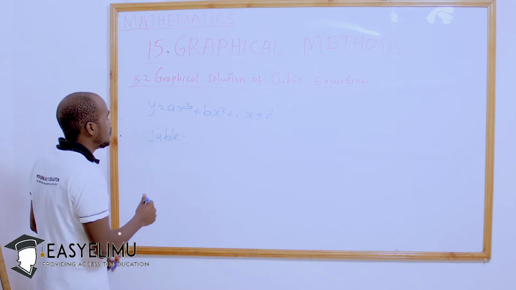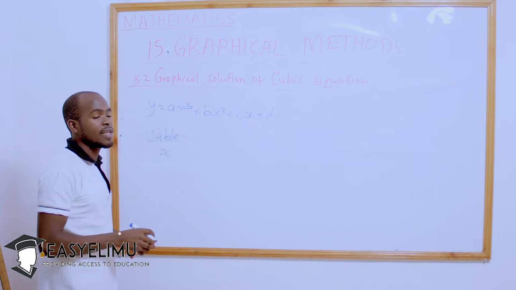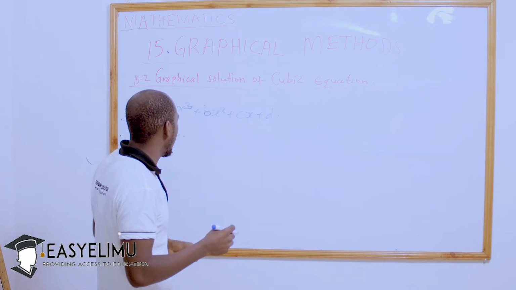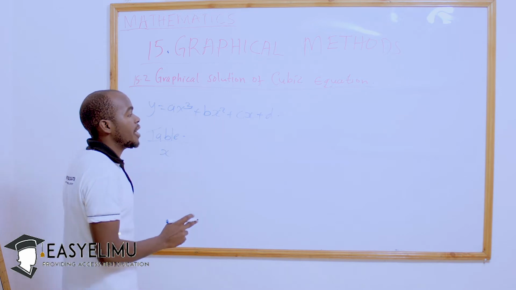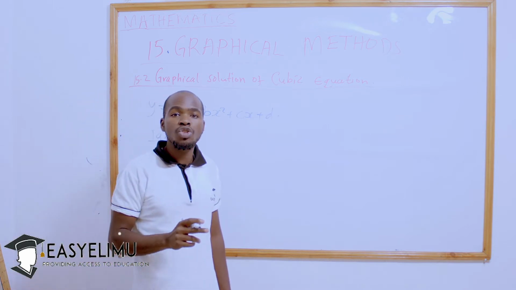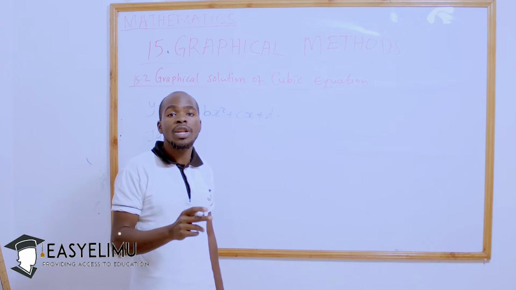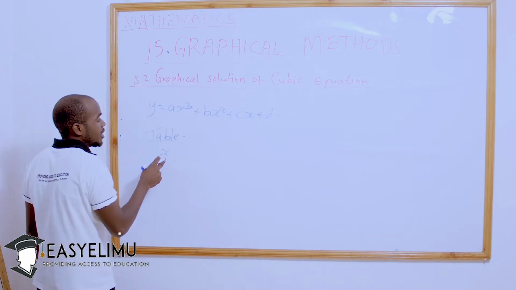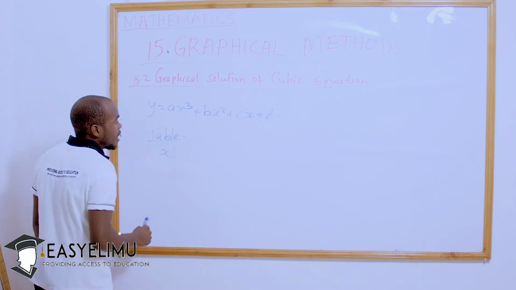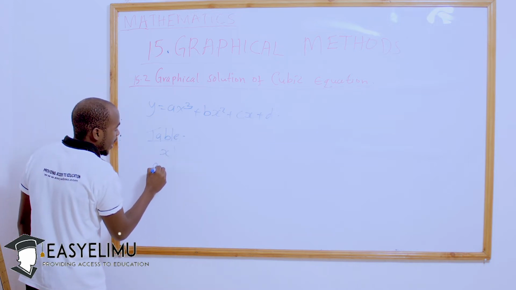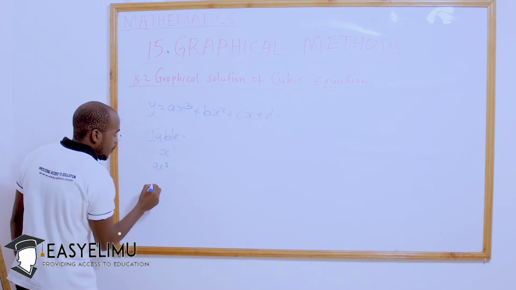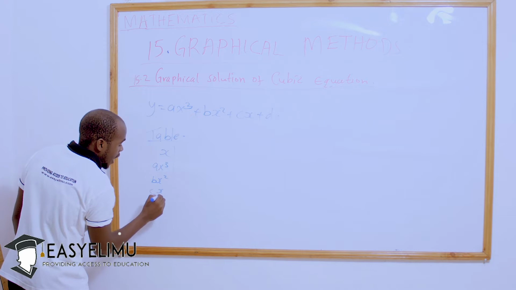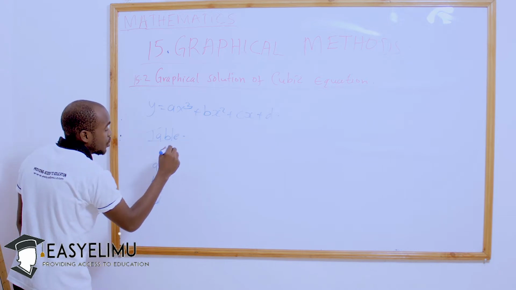And for that table, you select the values of x. If you have been given a range, you use that range which you have been provided with. If the range is not provided, then you use your own, which you know is certain to give you the best result. So you will select the range of x, and then from there you will construct that of ax cubed. You find that of bx squared, cx, and then plus d.